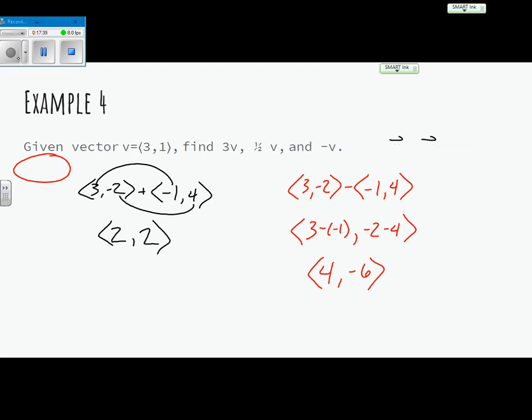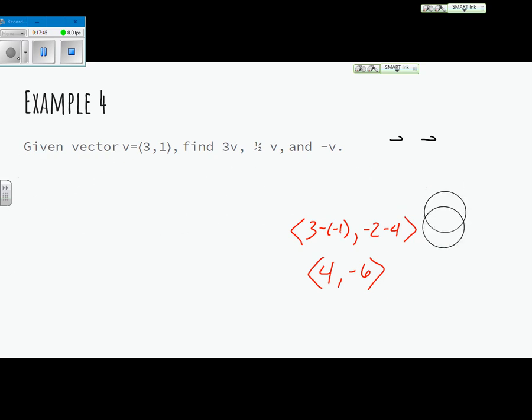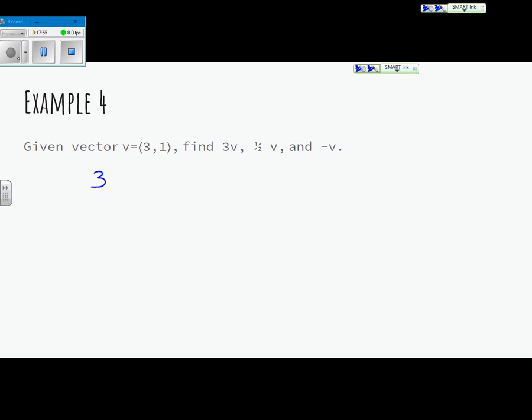Now, we can also do multiplication with these. There's 2 types of multiplication. One is called the dot product. We are not ready for that yet. And the other one's called just a basic scalar multiplication. And so on a scalar multiplication, what we're going to do is we're just going to take 3, for this 3v right here. And if I just plug in my vector v, I just get 3 times the vector 3, 1.